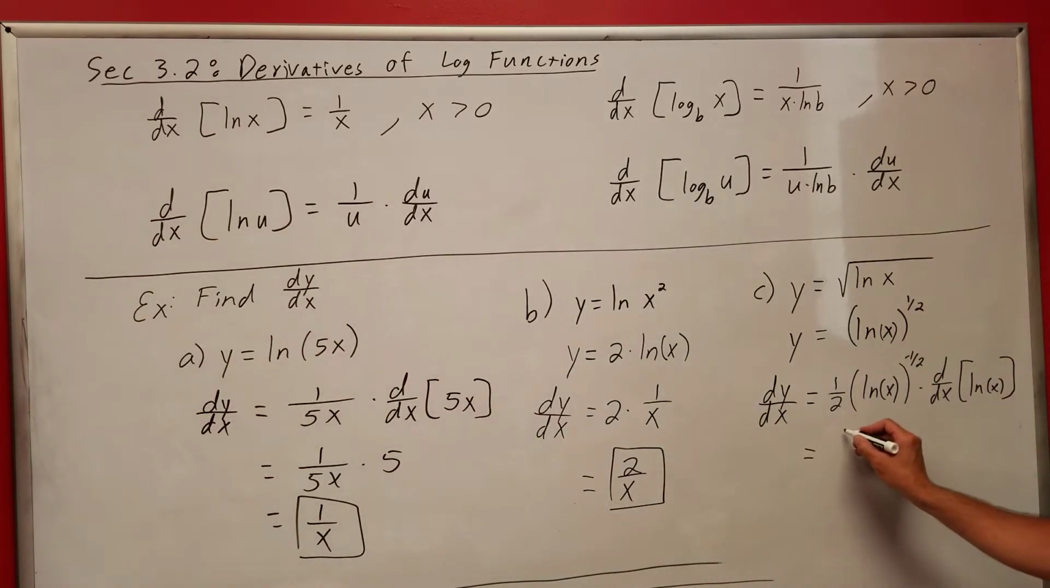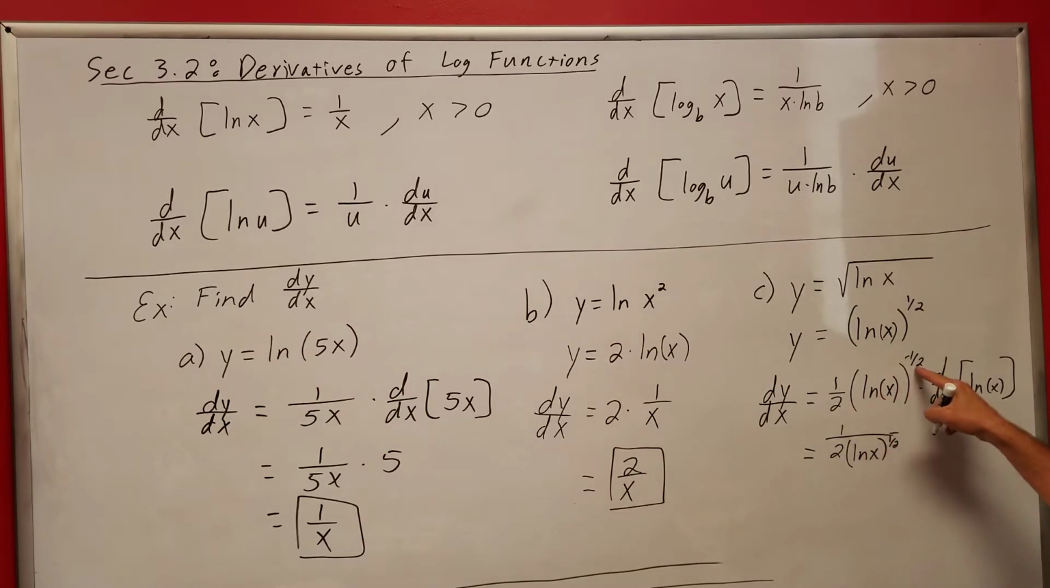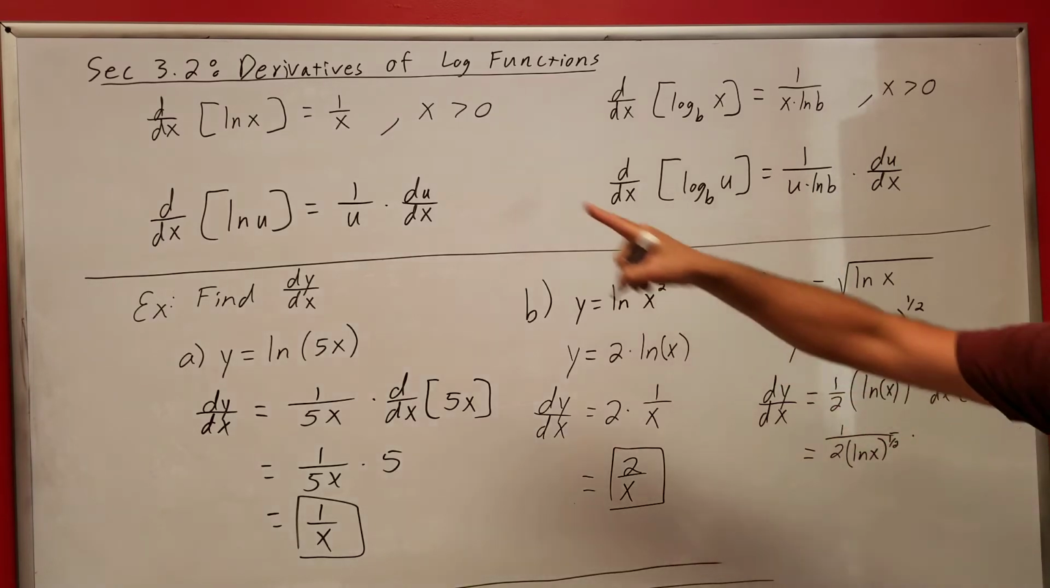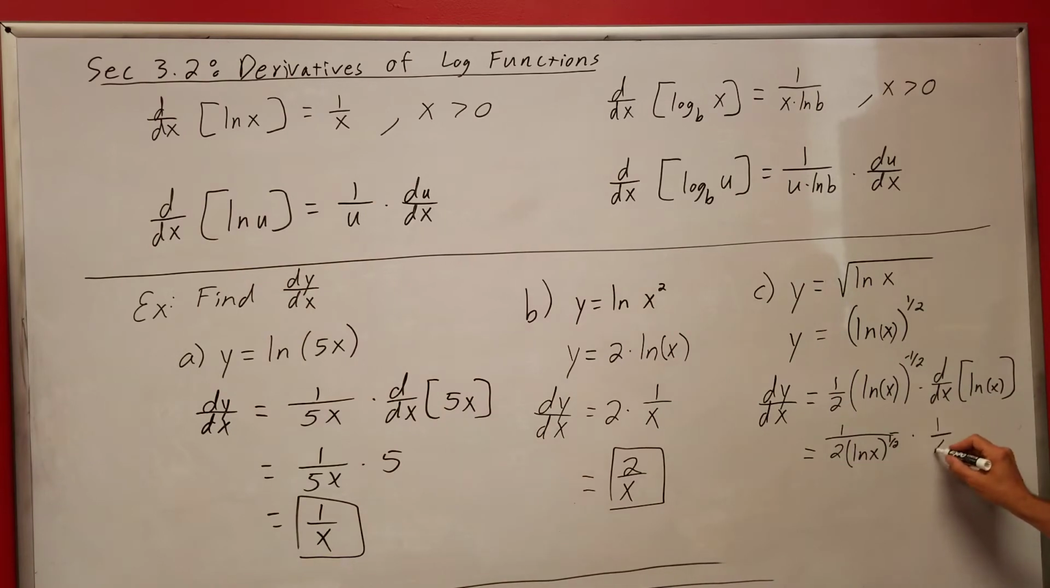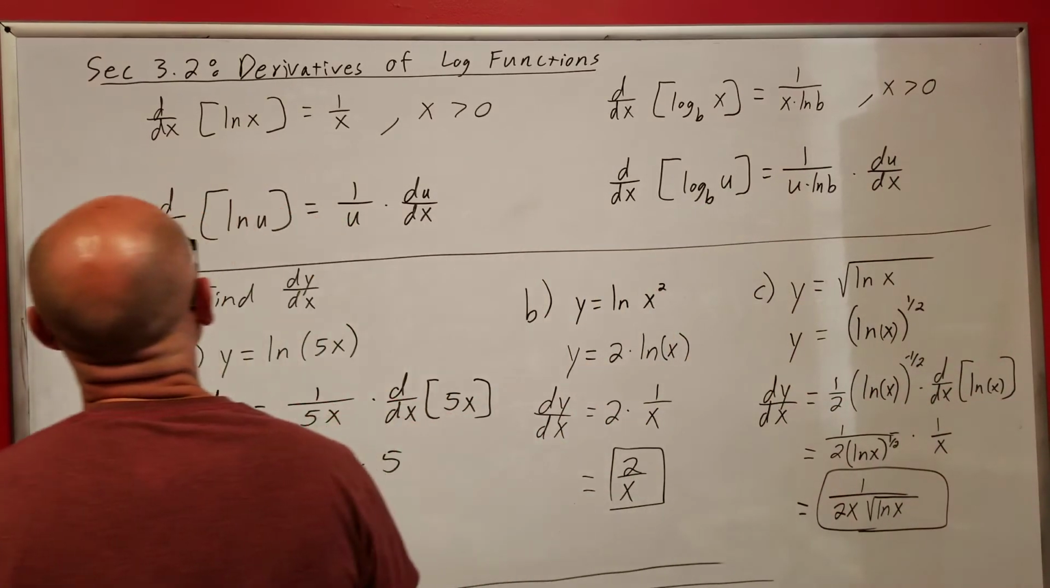All right, so this part I could say is 1 over 2 times the natural log of x to the 1/2, like that. In other words, bring this down to the denominator and make that exponent positive. Times the derivative of natural log of x, which is what? 1 over x. So all of this becomes 1 times 1 is 1, 2 times x is 2x, and this I could rewrite as the square root of natural log of x, like that. Now you could leave it as the power of 1/2, that would be fine.